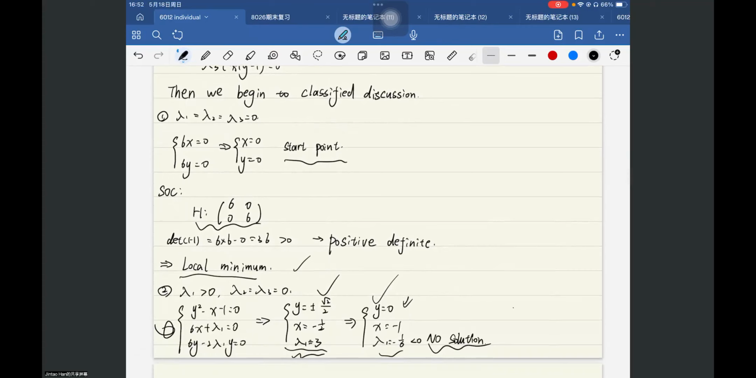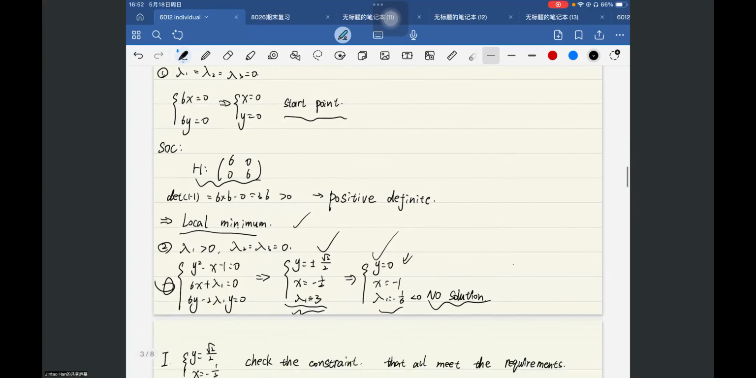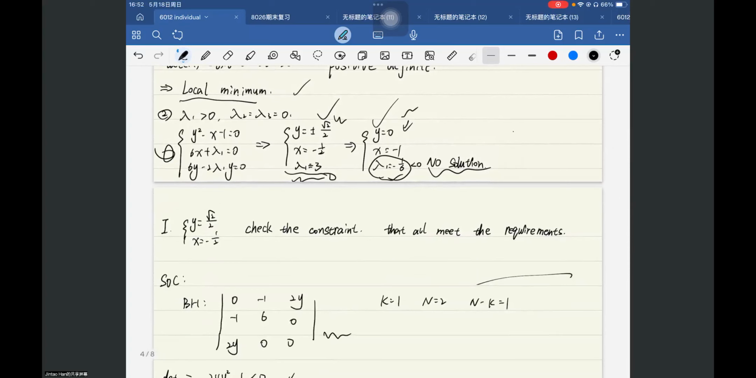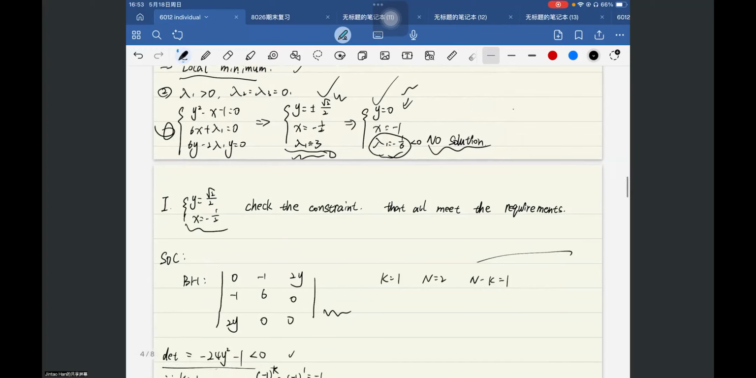Lambda 1 larger than 0, lambda 2 equal to lambda 3 equal to 0. In this case, we can get two conclusions, and for one of them, because lambda 1 is negative 1 over 6, it does not satisfy the requirements. So this is no solution. We just analyze the other one. In this case, we check the constraints and find that all meet the requirements.